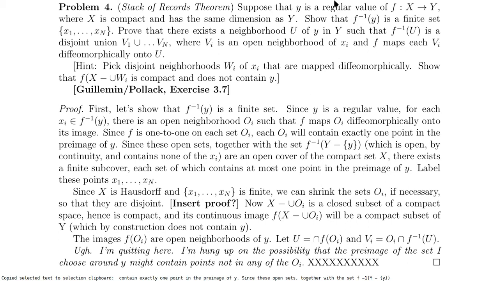I don't know. But wait, if something is not in these O_i, it is going to be in X minus the union of O_i, right? And the image of that is closed. So you're not going to get an open set.